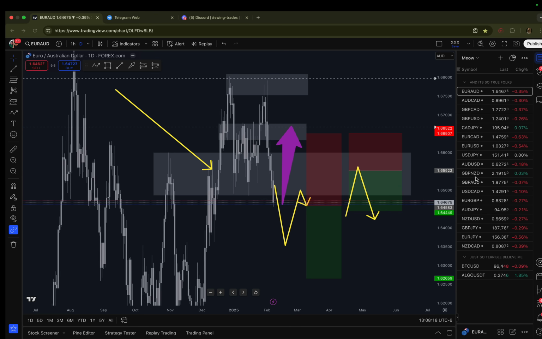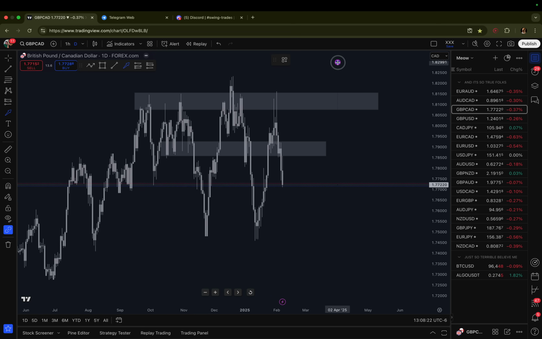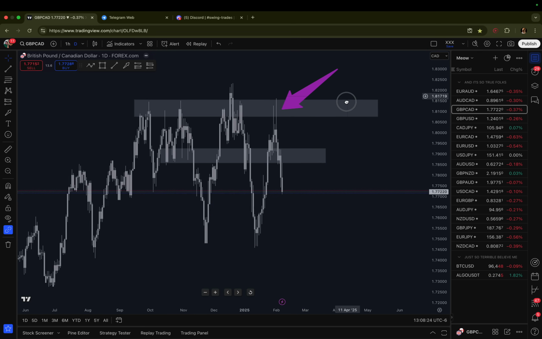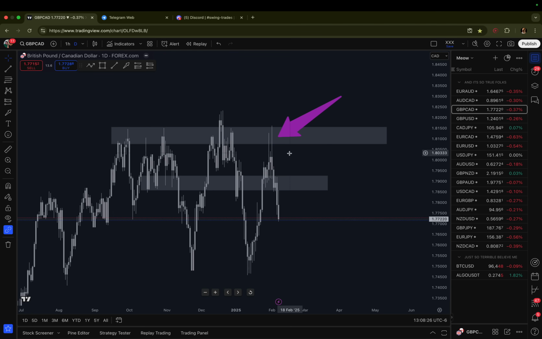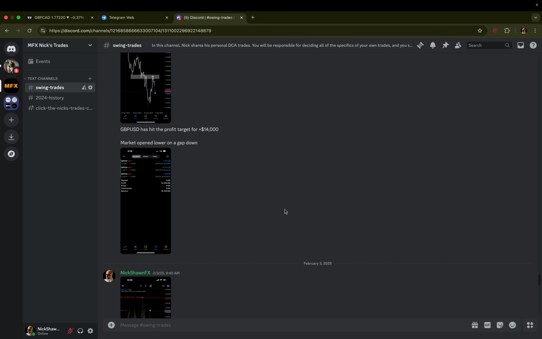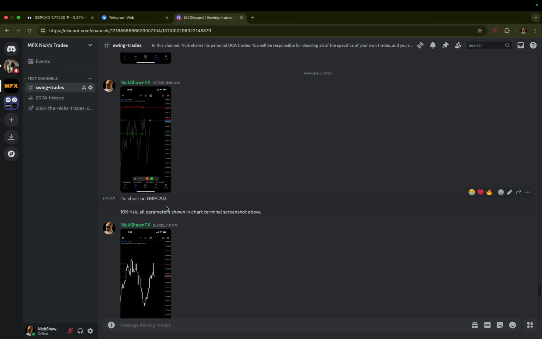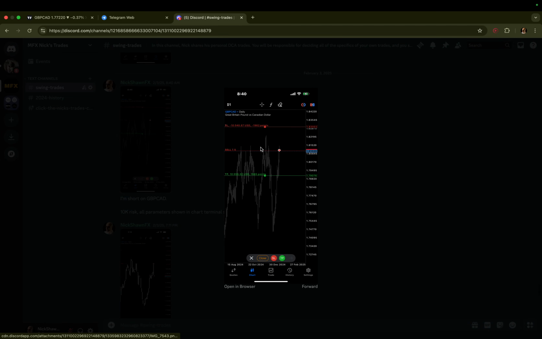I was in a trade last week that took less than a day. Here's the trade I took. I will show you. GBP CAD. Price came up here to this resistance zone and I sold. I called a trade right there at that resistance zone and I sold about halfway into the zone. And in fact, I will just show you the actual trade the moment I called it out. Here it was. This is February 3rd, 2025 at 8:40 a.m. Central Standard Time. I'm short on GBP CAD, $10,000 risk, all parameters shown in the chart terminal above. This is it right here.